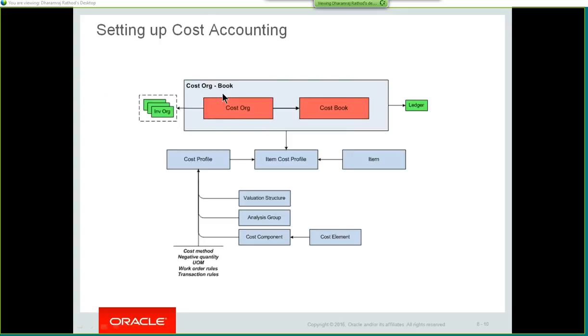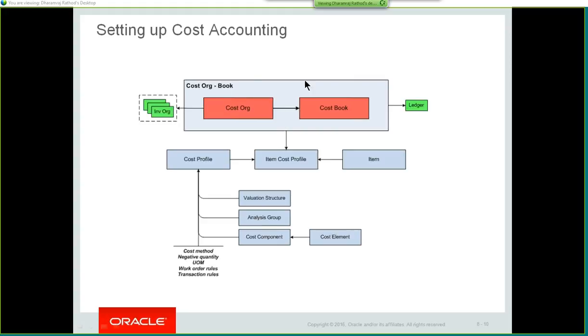First and foremost, from the cost accounting setup standpoint, we assume that all your inventory organizations, ledgers and legal entities are created. Another one is your cost organization and cost book. This is the association which you would go create. Once it is done, you would have your cost profile. Within that cost profile, you have your valuation structure, analysis group, cost component, and so on. So let's look at all of this one by one.